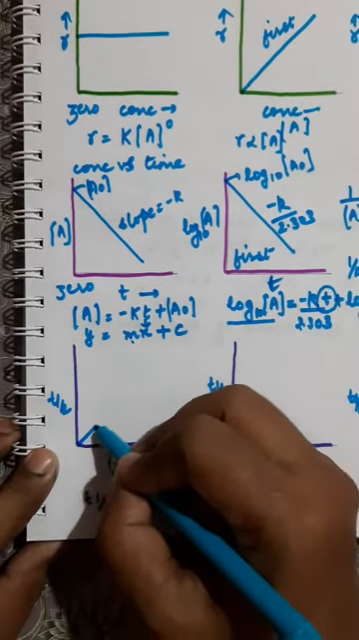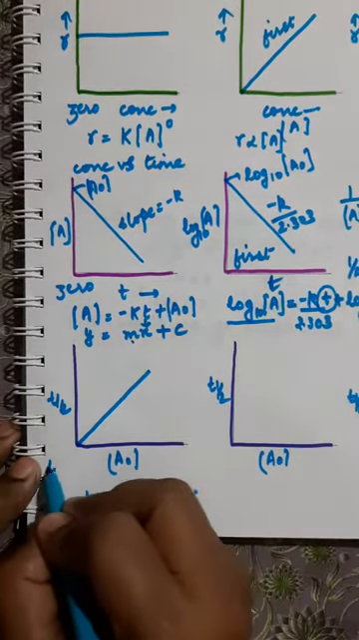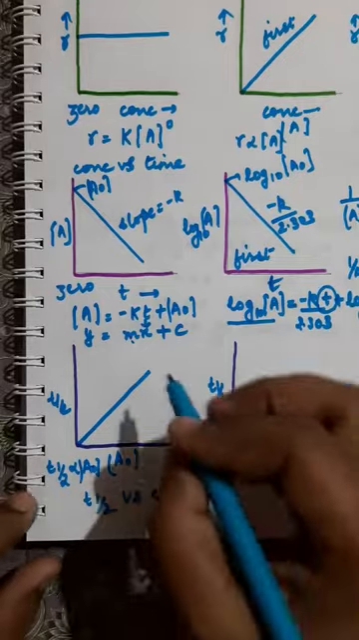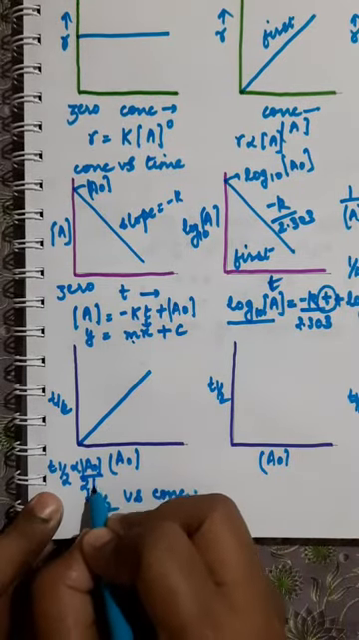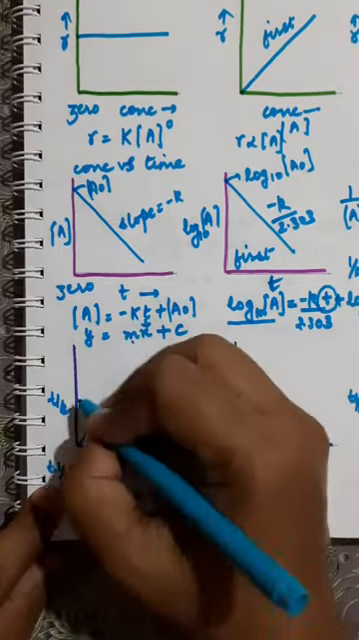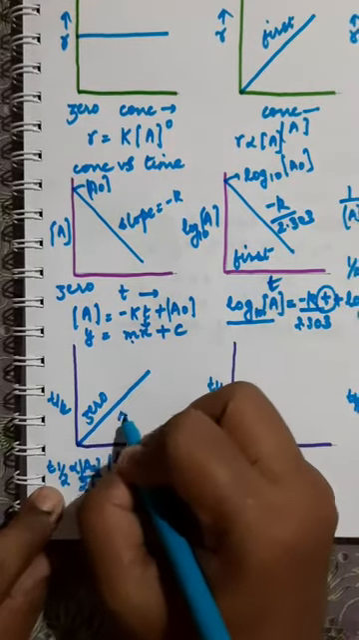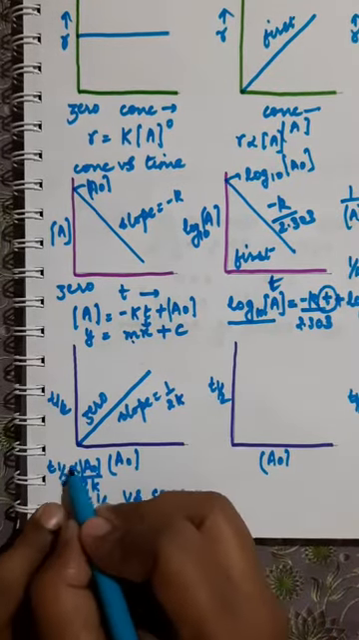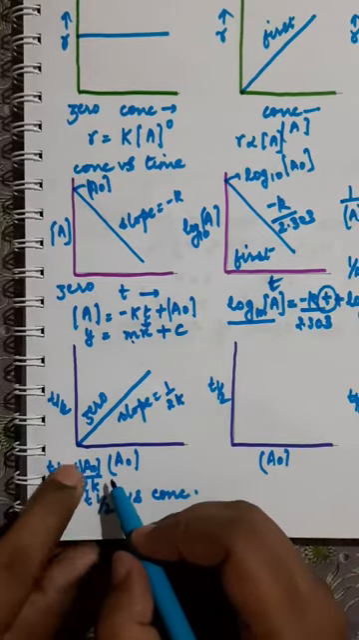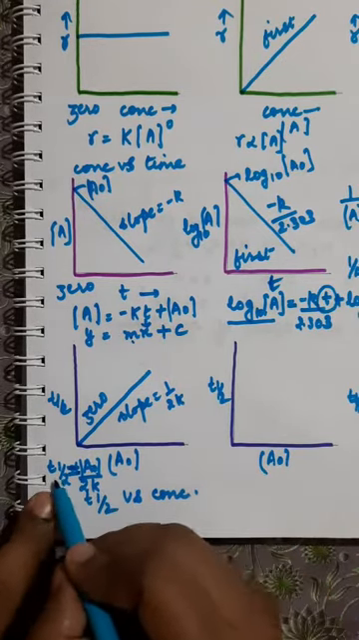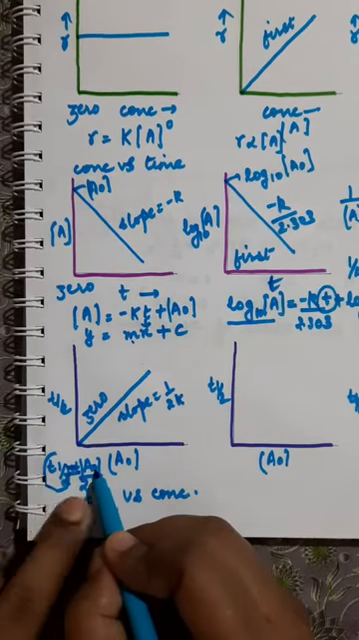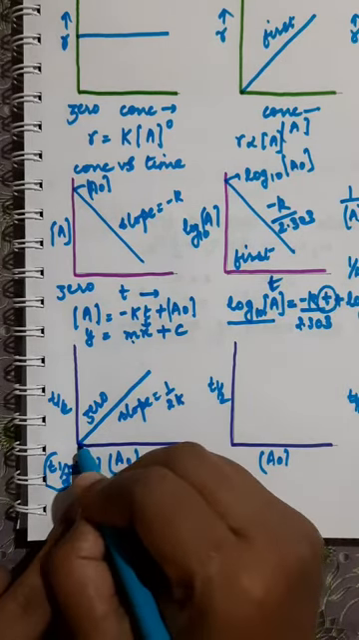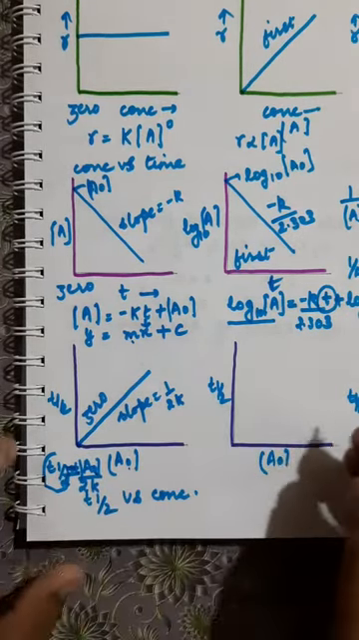If you are obtaining a graph like this, because T half for a zero order reaction is directly proportional to initial concentration, it is A naught upon 2k. So you will get a graph like this. So it will be for a zero order reaction and slope is equal to 1 upon 2k. We are plotting T half with A naught, initial concentration. There is no intercept here, so it will start from the 0 point and we will get slope 1 upon 2k.